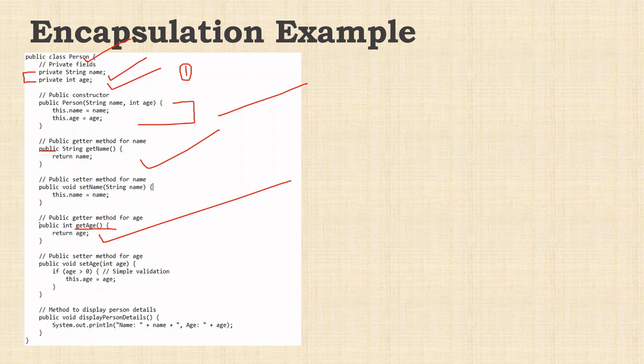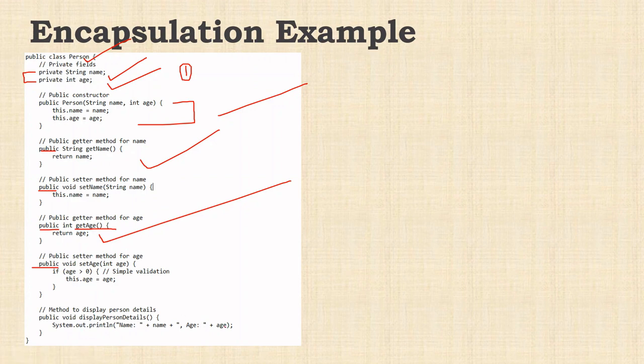And all the setter methods, setName and setAge, the access specifier for setName and setAge is also public. So all the methods will be public and all the variables will be private here. Why are we making the variables private? Because you can't access them directly outside of the class. If you want to access them, you have to make an object of that class, and then you can access them.